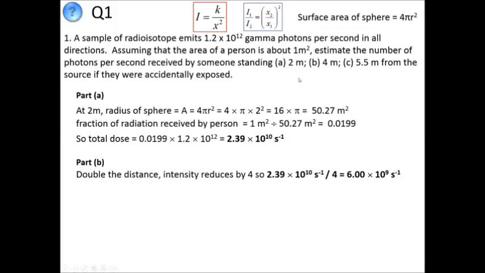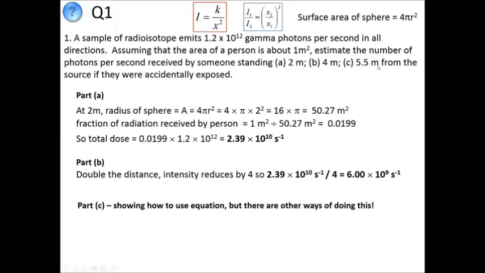Part B, what happens if we double the distance, from 2 meters to 4 meters? As our graph earlier showed, it's a straight line, so this is an inverse square. If we double the distance, we quarter the radiation. So double the distance, intensity reduces by 4, so just divide our previous answer by 4 to give us about 6 times 10 to the 9.